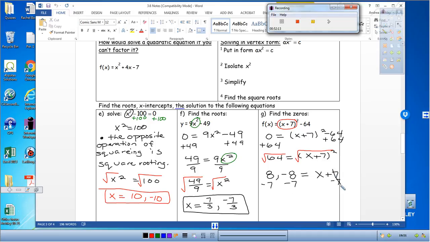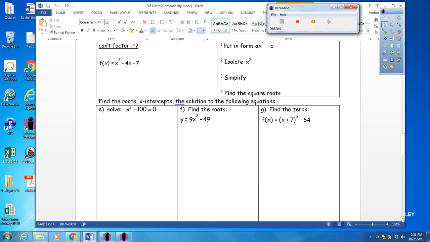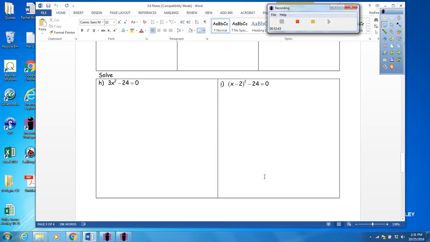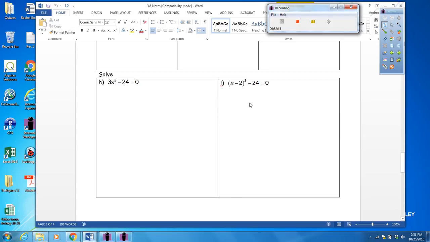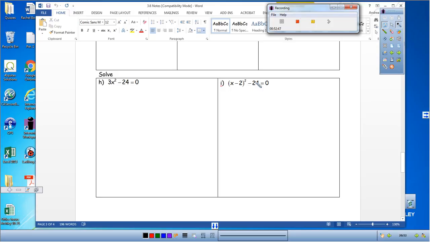So 7 minus 7 is 0, and I get left with x. And then 8 minus 7 is 1. And -8 minus 7 is -15. Good. Any questions over that? Okay. I'm going to do I with you, and then I want you to do H. So I'm going to solve this.